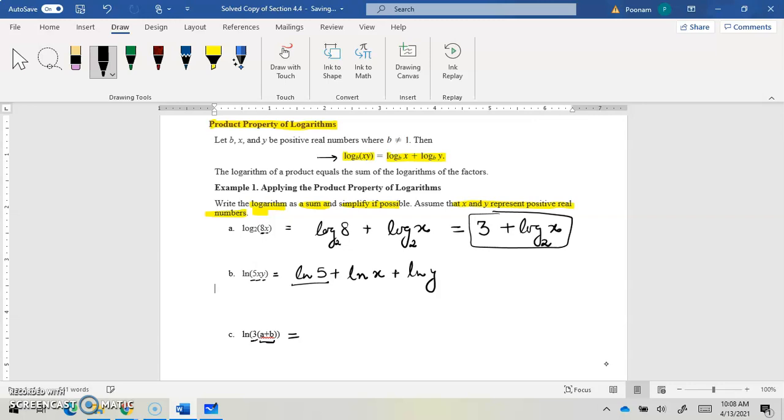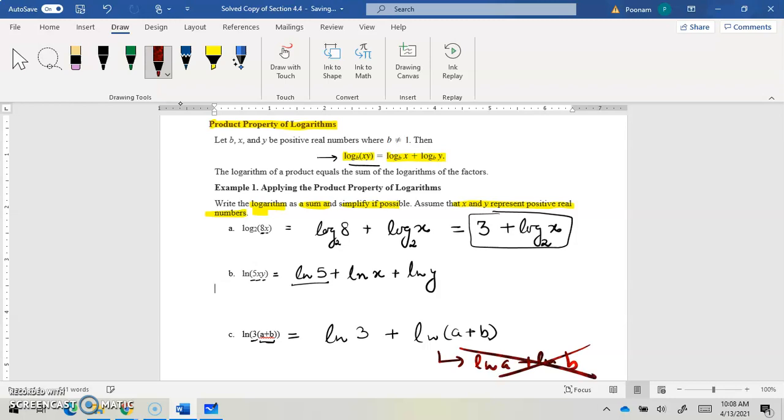So 3 is multiplied with a plus b. So natural log of 3 plus natural log of a plus b. Now here is a small note. Please remember, log of product is the rule. Log of sum is not a rule. Sometimes students would write log of a plus log of b. That is wrong. Do not do that. This is to be written just as natural log of a plus b. We cannot simplify any further. There is no rule which opens it up like that. So do not do that. This is your answer.